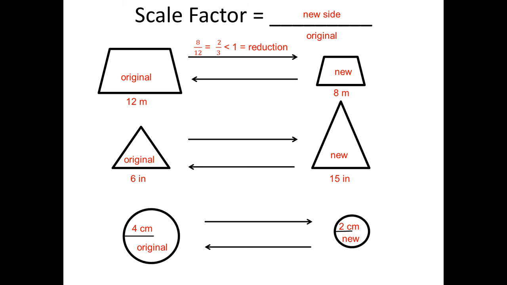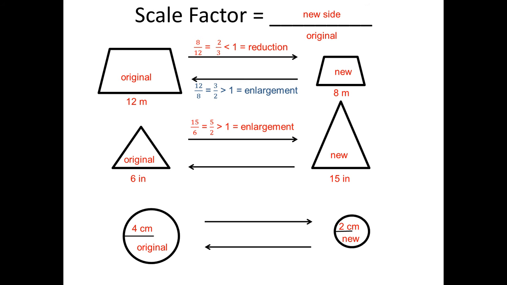Now what if we were to go the other direction? What if we were to go from the new trapezoid to the original trapezoid? If I was going from the trapezoid that is 8 to a trapezoid that is 12, I would expect it to be an enlargement. The 12 over the 8 reduces to 3 over 2, which is larger than 1, to give me the enlargement. Now what I'd like to draw your attention to is the two scale factors. The reduction was 2 over 3, and the enlargement was 3 over 2. Let's see if that pattern continues.